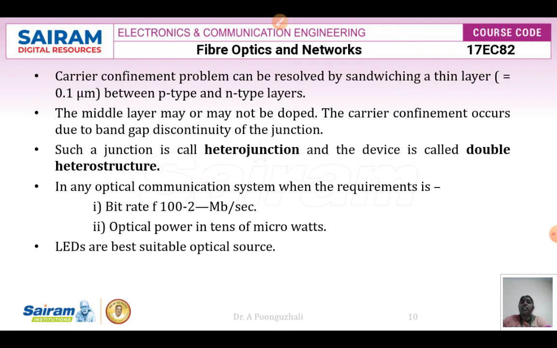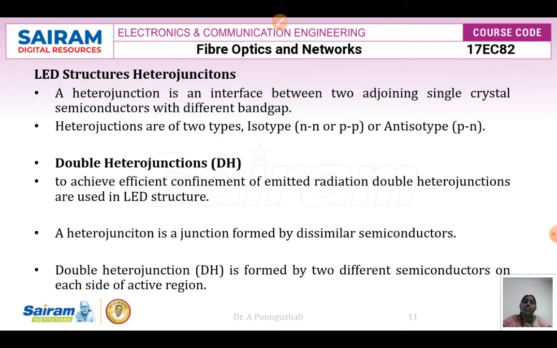For an optical communication system, the requirement should be a bit rate in the range of 100 to 2 megabits per second, and optical power in the range of tens of microwatts. If I want this requirement, LEDs are taken as the best suitable optical source.